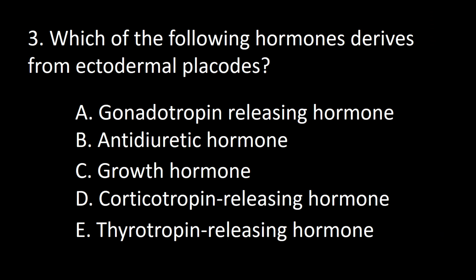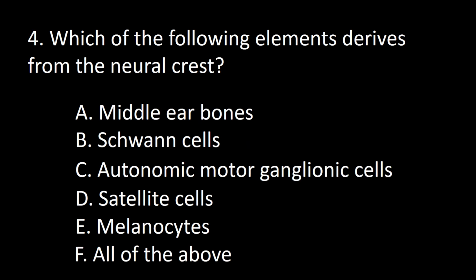So the answer to this question is A. Next question. Which of the following elements derives from the neural crest? A. Middle ear bones. B. Schwann cells. C. Autonomic motor ganglionic cells. D. Satellite cells. E. Melanocytes. F. All of the above.